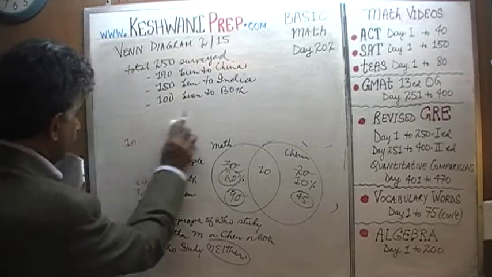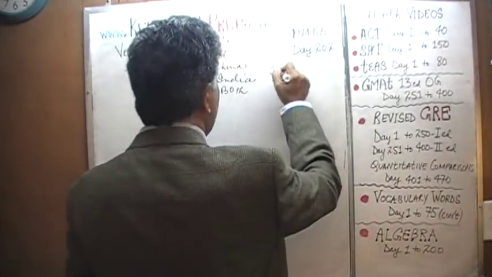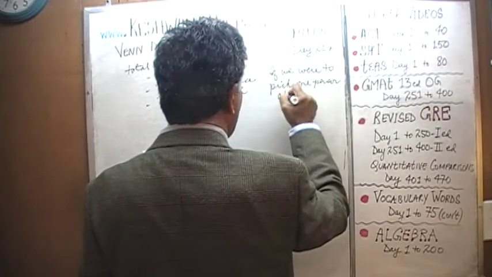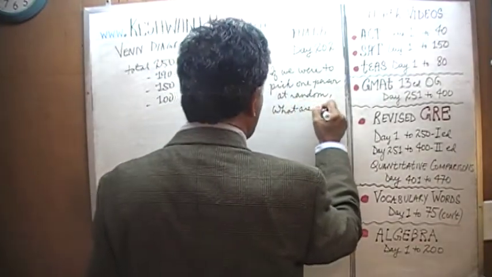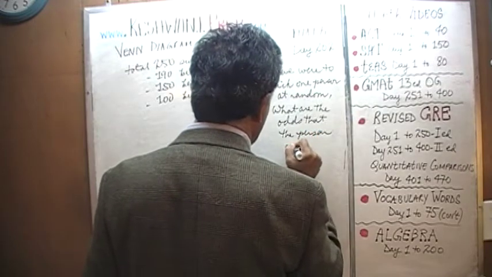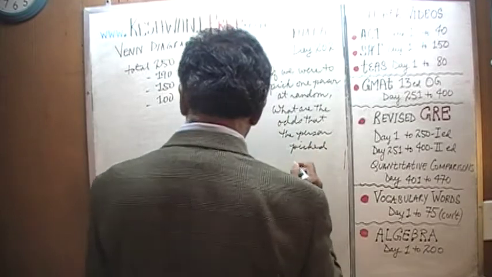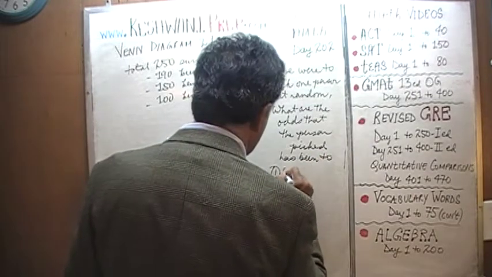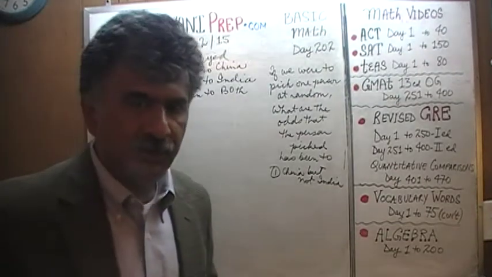Here's the question. If we were to pick one person at random out of these 250 people, what are the odds that the person chosen has been to, number one, China but not India? What are the odds that if you were to pick one person at random, that person has been to China but not India?